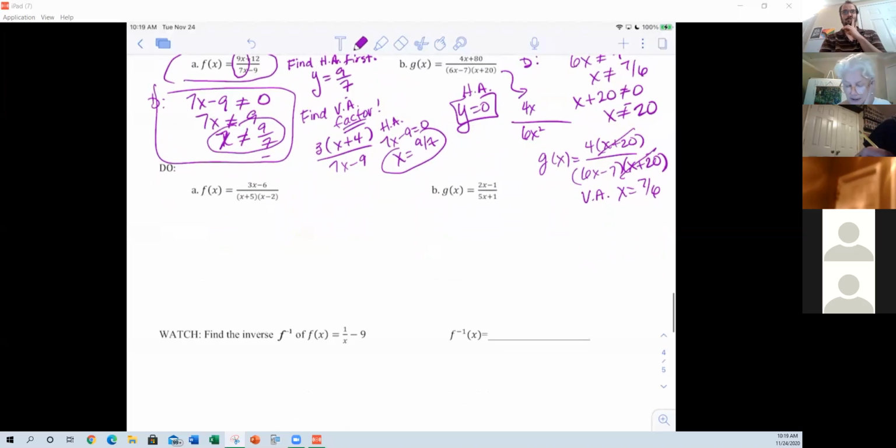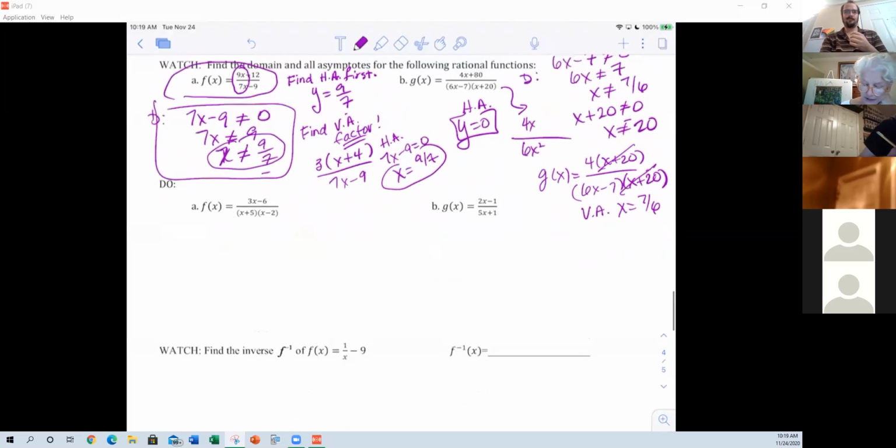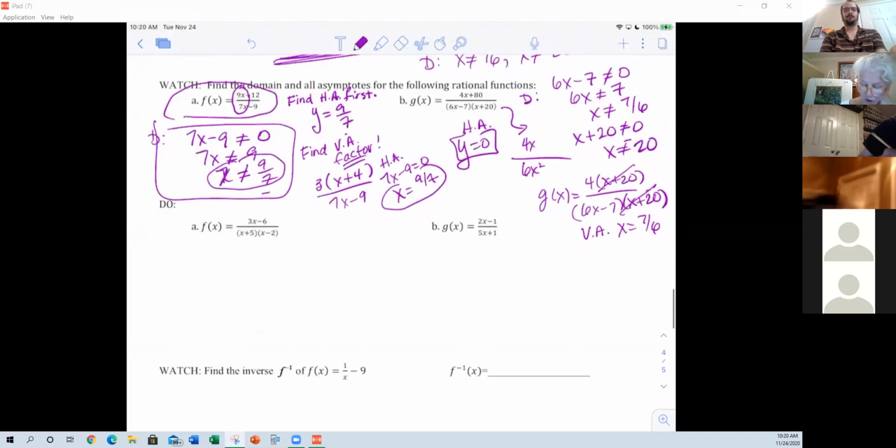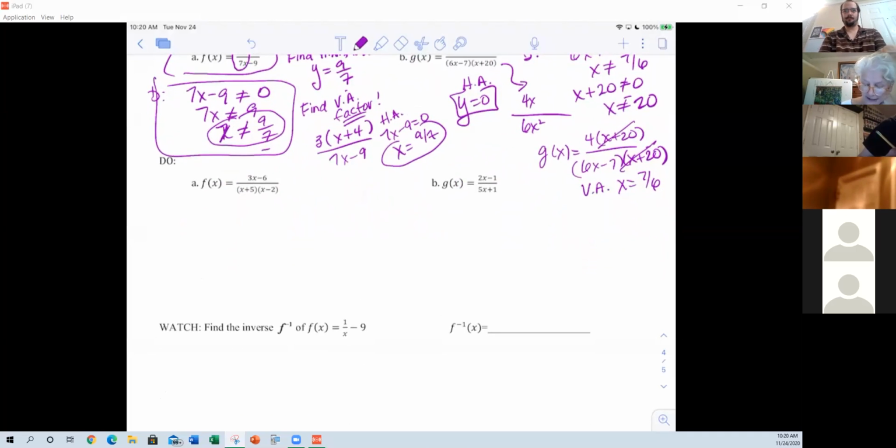Okay, so I know we're running out of time here, so we're just going to go through the rest of these. So here I have f of x equals 3x minus 6 over x plus 5 times x minus 2. Again, if we're looking for the horizontal asymptote, what is the degree in the numerator? It is first degree, right? And the degree in the denominator would be second degree. So my horizontal asymptote is y equals 0, okay?